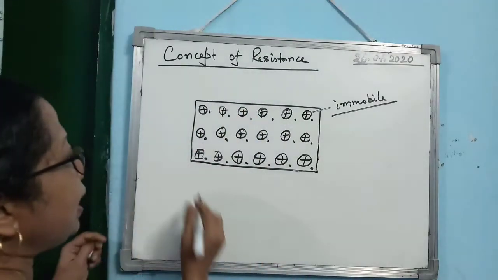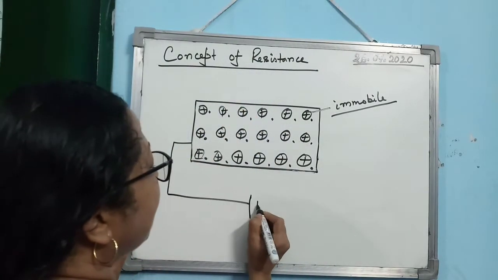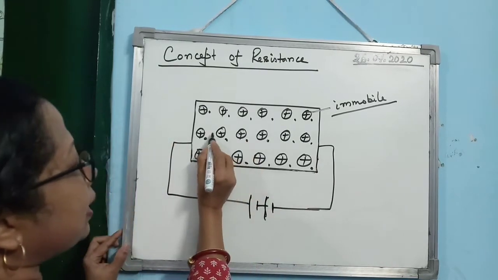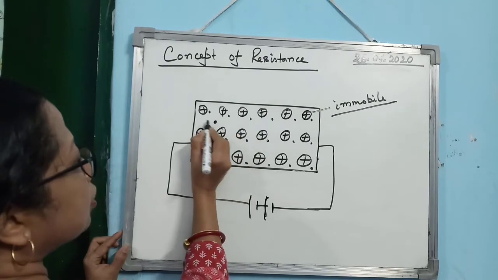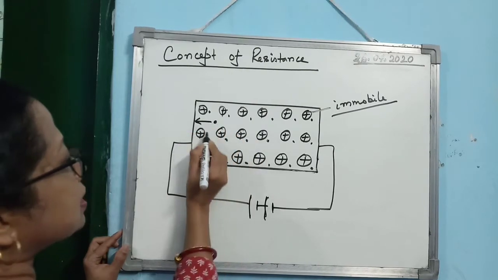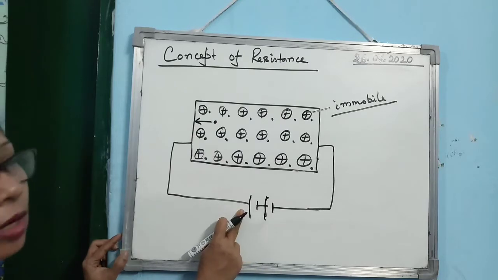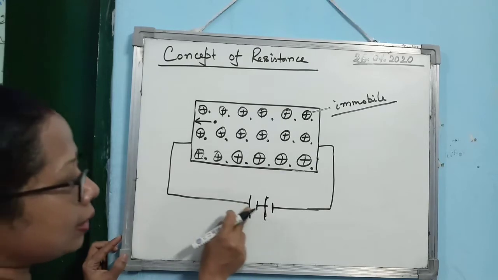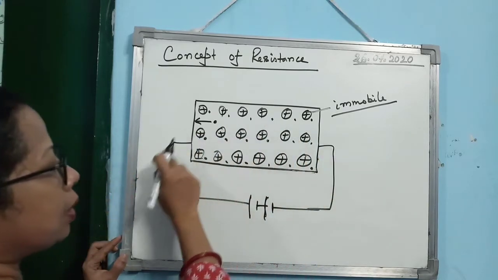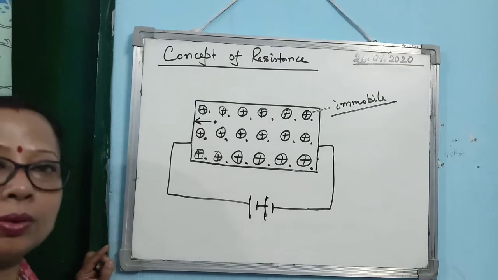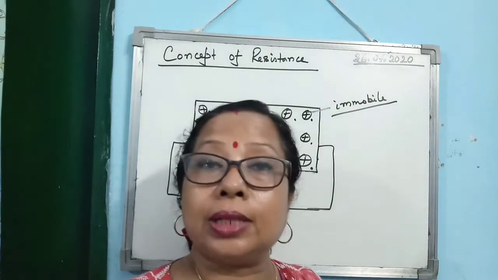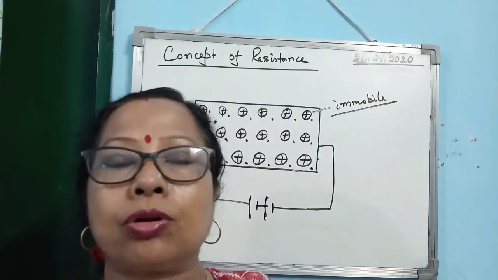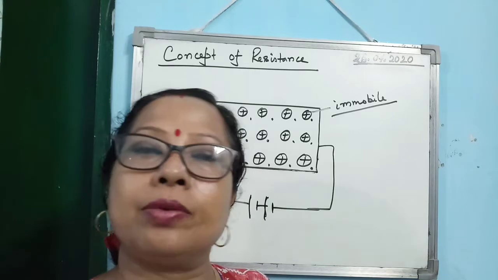Now when you connect it to a battery, what will happen? Electrons are negatively charged particles. I am just showing one electron. The electron will move in this direction to the positive terminal of the battery. Then again through the negative terminal it will come out and move in a circular way. So it will give rise to current. Clear? When electrons move on a closed path, a closed circuit, it gives rise to current.